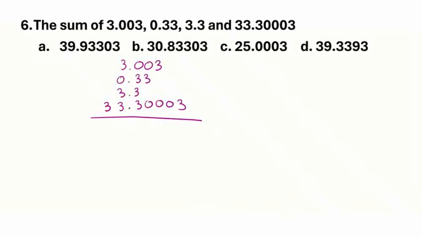Sixth question. The sum of 3.003, 0.33, 3.3 and 33.3003. What are they asking? They're asking you to find the sum.